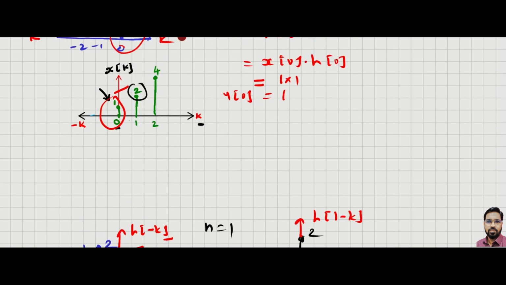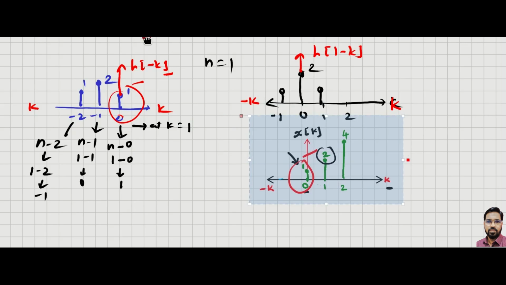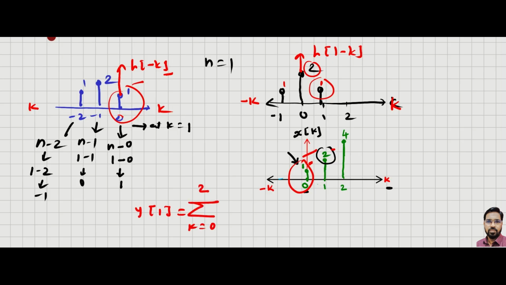Okay, now we can see the overlapping with x of k. Our x of k, this one, we'll copy and check the overlapping with our new sequence. See this, at 0 it is 1. So two values are overlapping, these two values with these two values. The output for n equal to 1 is y of 1, the sum over k equal to 0 to 2 of x of k times h of 1 minus k. We can write this as x of 0 into h of 0 plus x of 1 into h of 1, since only for two values the sequences are overlapping.